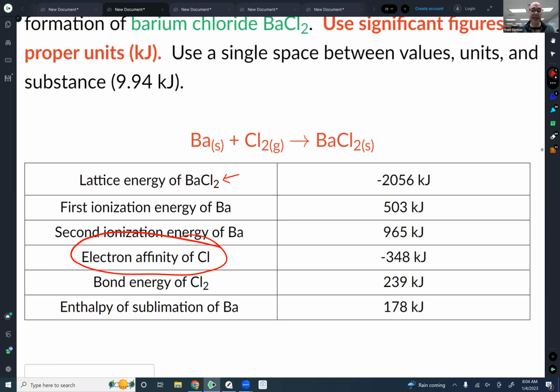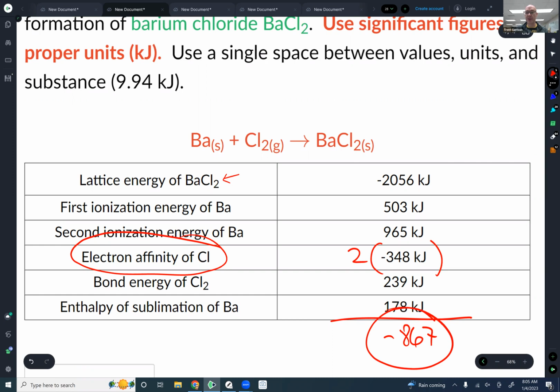And whenever I take these chlorines and add electrons to them, I have to do it to both of the chlorines. So that means this value needs to be multiplied by 2. Everything else is just the same. So we're going to add all these values together. That's negative 2056 plus 503 plus 965 minus 348 times 2 plus 239 plus 178. And that equals negative 867. That's all you had to do on this question.